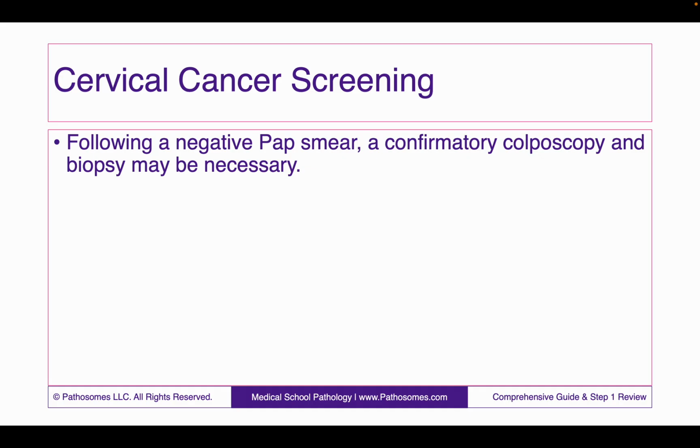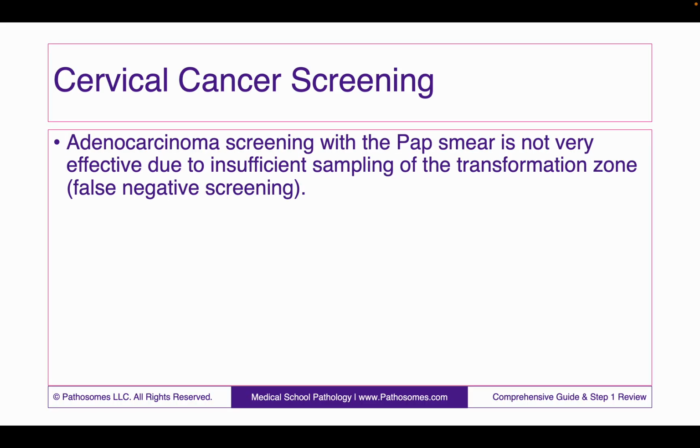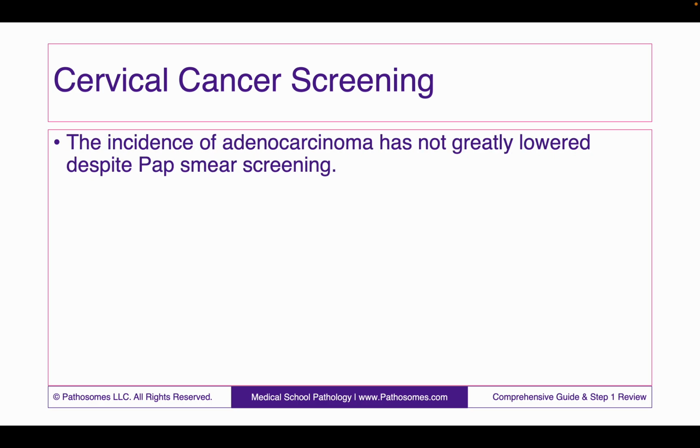Following an abnormal pap smear, a confirmatory colposcopy and biopsy may be necessary. Adenocarcinoma screening with the pap smear is not very effective due to its insufficient sampling of the transformation zone, i.e. the false negative screening. The incidence of adenocarcinoma has not greatly lowered despite pap smear screening.